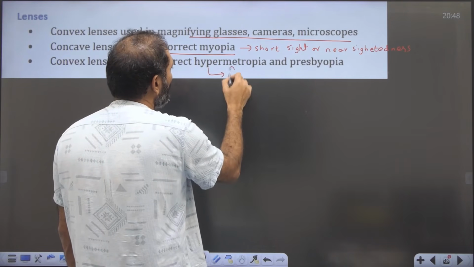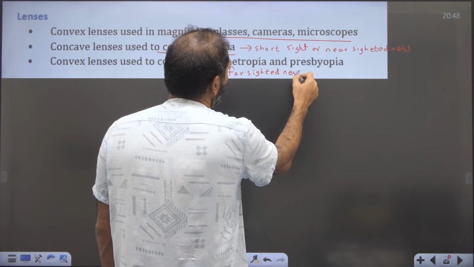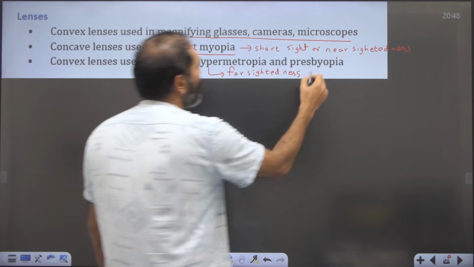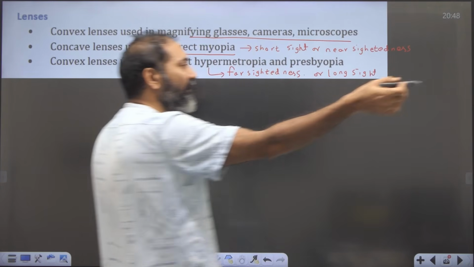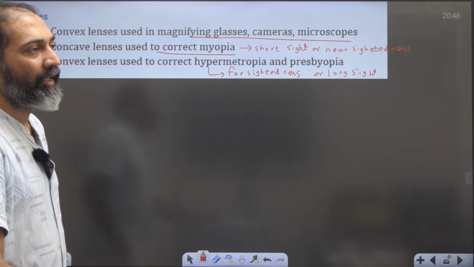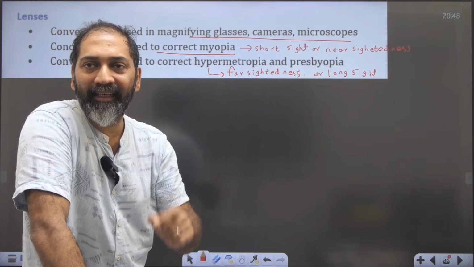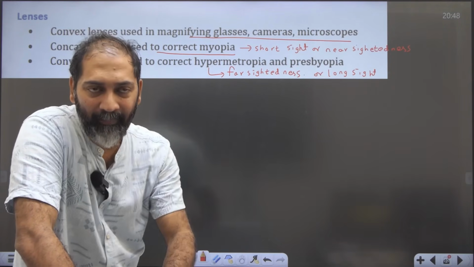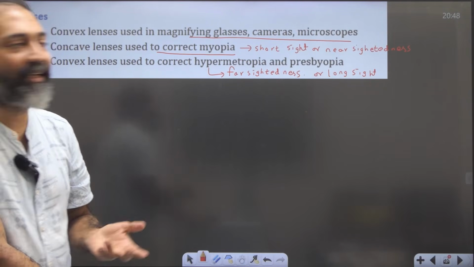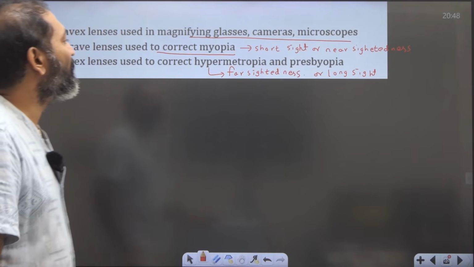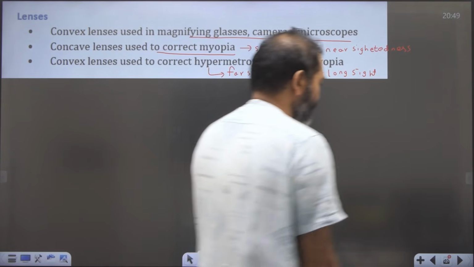and presbyopia, or far-sightedness, or long sight. That means you can see long distances, but you can't see nearby objects. If you can see nearby objects but can't see long distance objects, it is called nearsightedness, short-sightedness or myopia. But if you can see far away objects but can't see nearby objects, it is called long-sightedness, hypermetropia or far-sightedness. And for presbyopia also, we use a convex lens. Just simply learn that by heart.